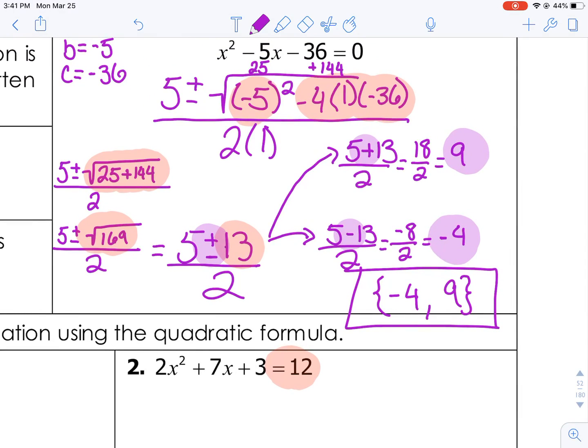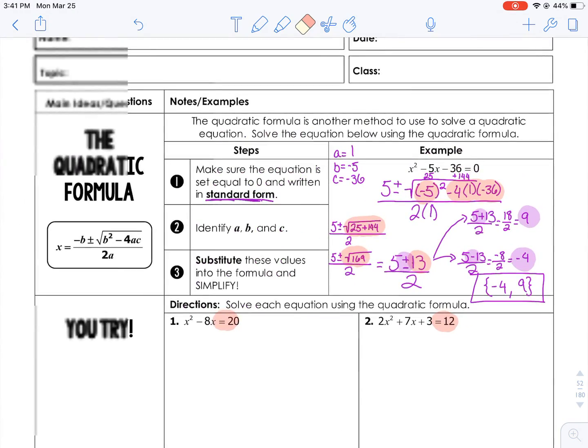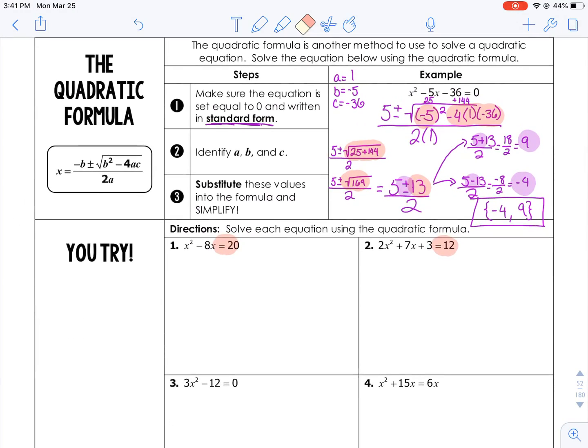As we go through this step right here, I'm probably going to skip over writing it. But if that is necessary for you, feel free to do so. So let's look at number 1, and then I'm going to turn you loose.